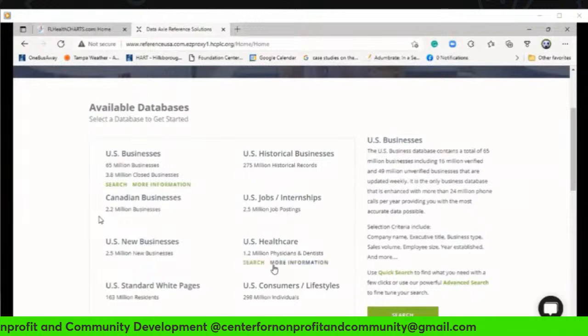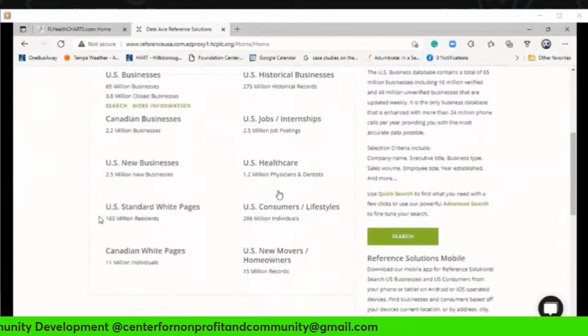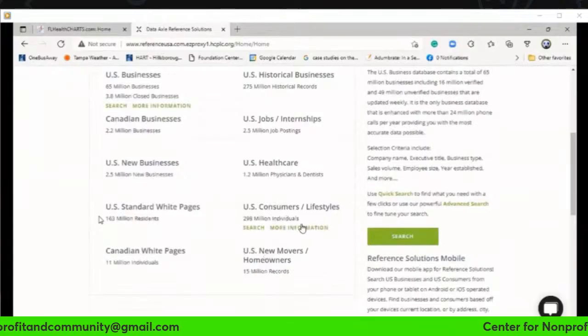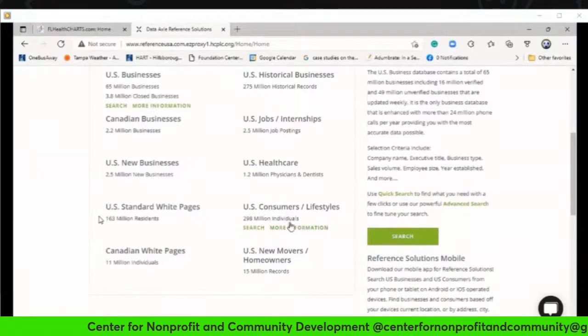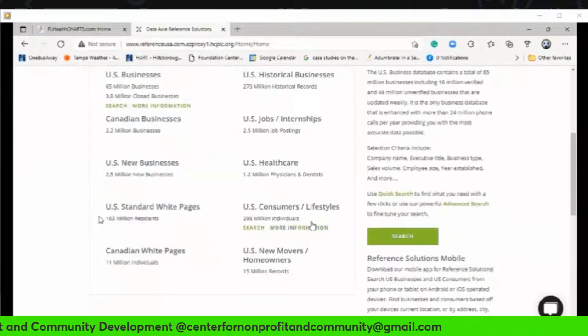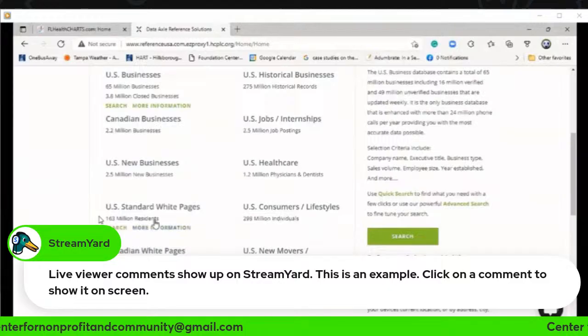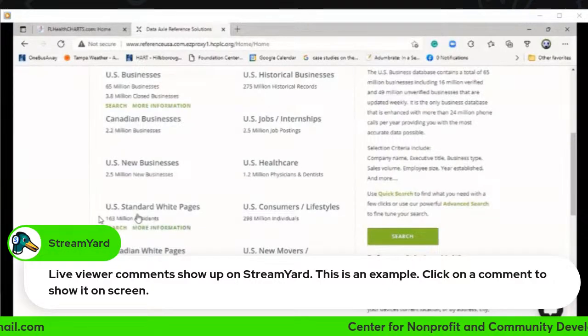We can get information about the healthcare industry, and this is important also if you're doing a business plan, or if you're just trying to find information about your market in terms of where are the consumers. You can learn the consumers, especially lifestyles here. Another thing you can do here, and this is called the United Standard White Pages.